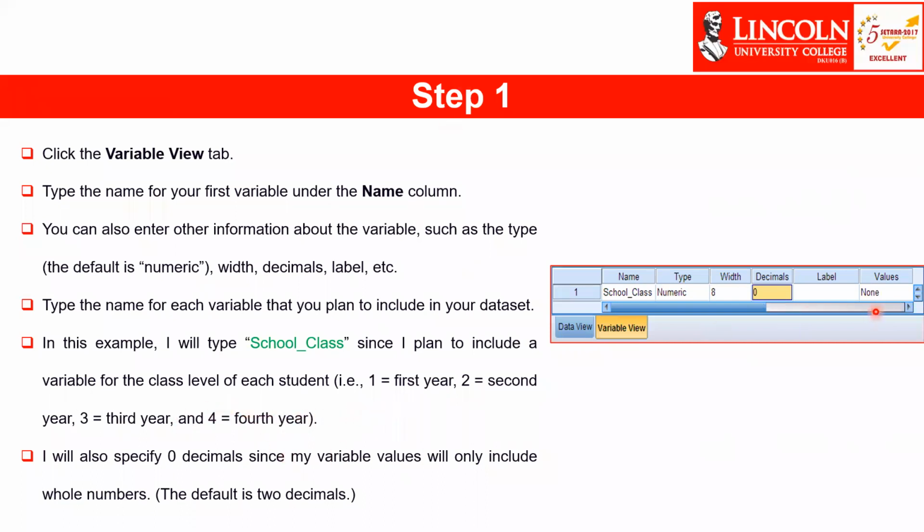Once you're done with that, I will also specify 0 decimals, which is displayed. Initially, it was 2. So I make it 0 since my variable value will only include a whole number. The default is 2 decimals. How this is done, I'm going to show you also very soon.